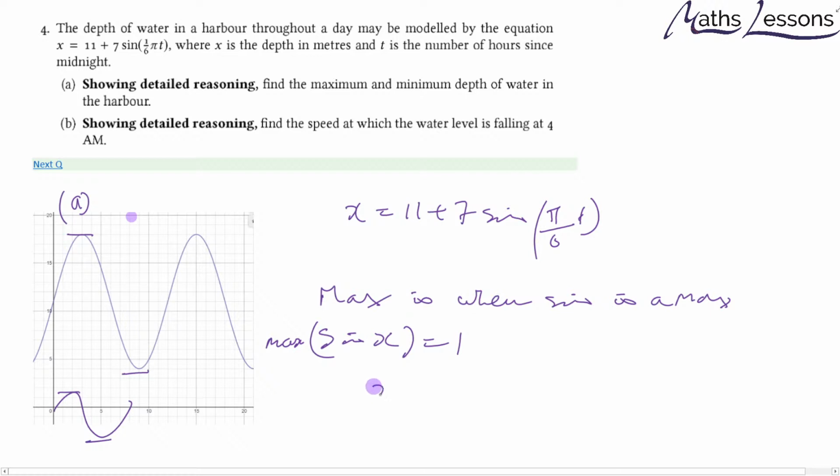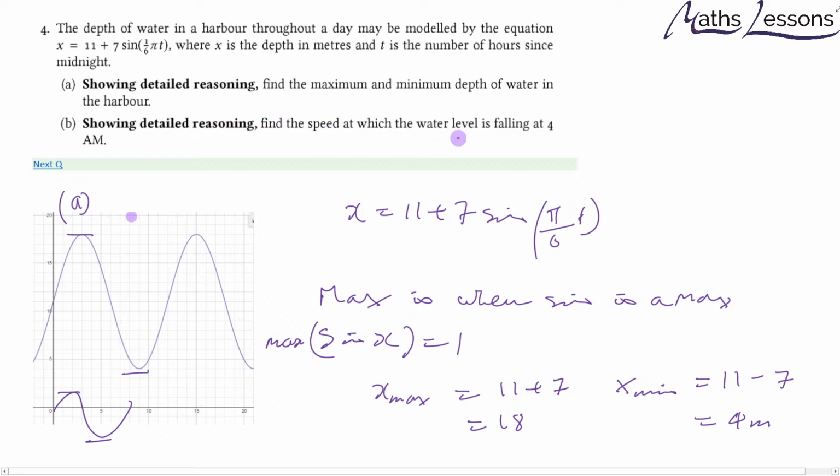So therefore, x max will equal 11 plus 7, which equals 18. And therefore, x min will be equal to 11 minus 7. Okay, so that gives us 4 meters. Okay, now we want to show a detailed reasoning.